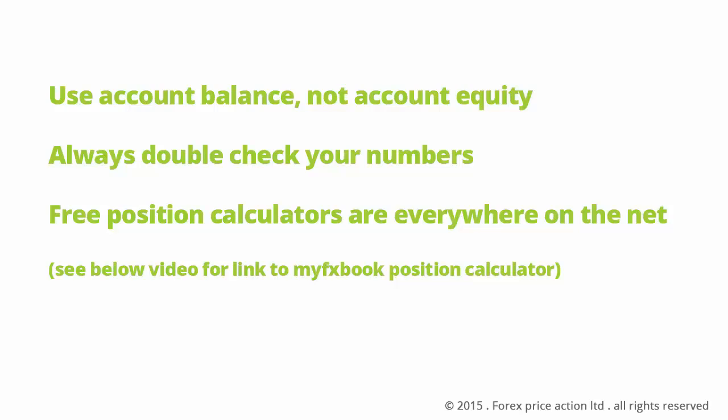Account balance is different to available equity because it does not take into consideration any profit or loss on trades that are currently open. For example, if your account balance is $4,500 and you currently have a trade that is showing $200 profit, then the available equity would show $4,700. You should use your account balance, not available equity, when calculating your position size. This is also true if you intend to have multiple trades open at the same time.